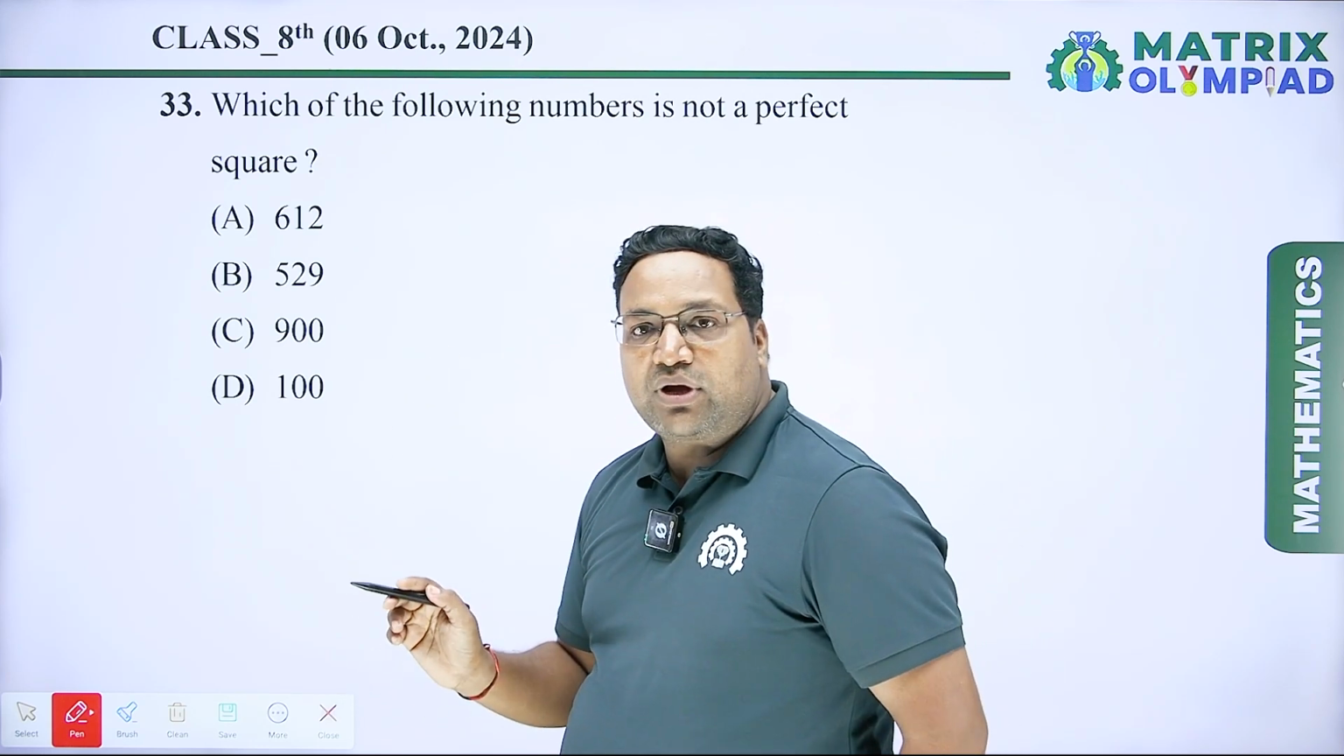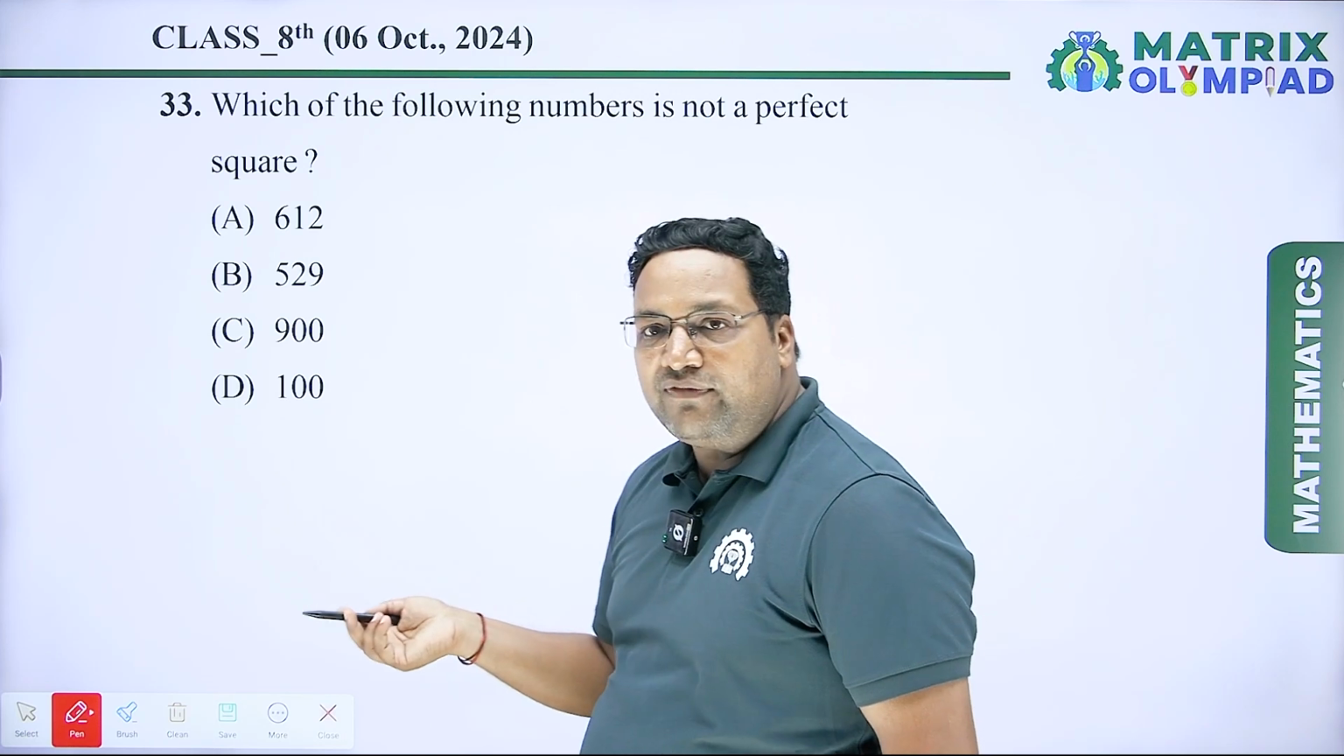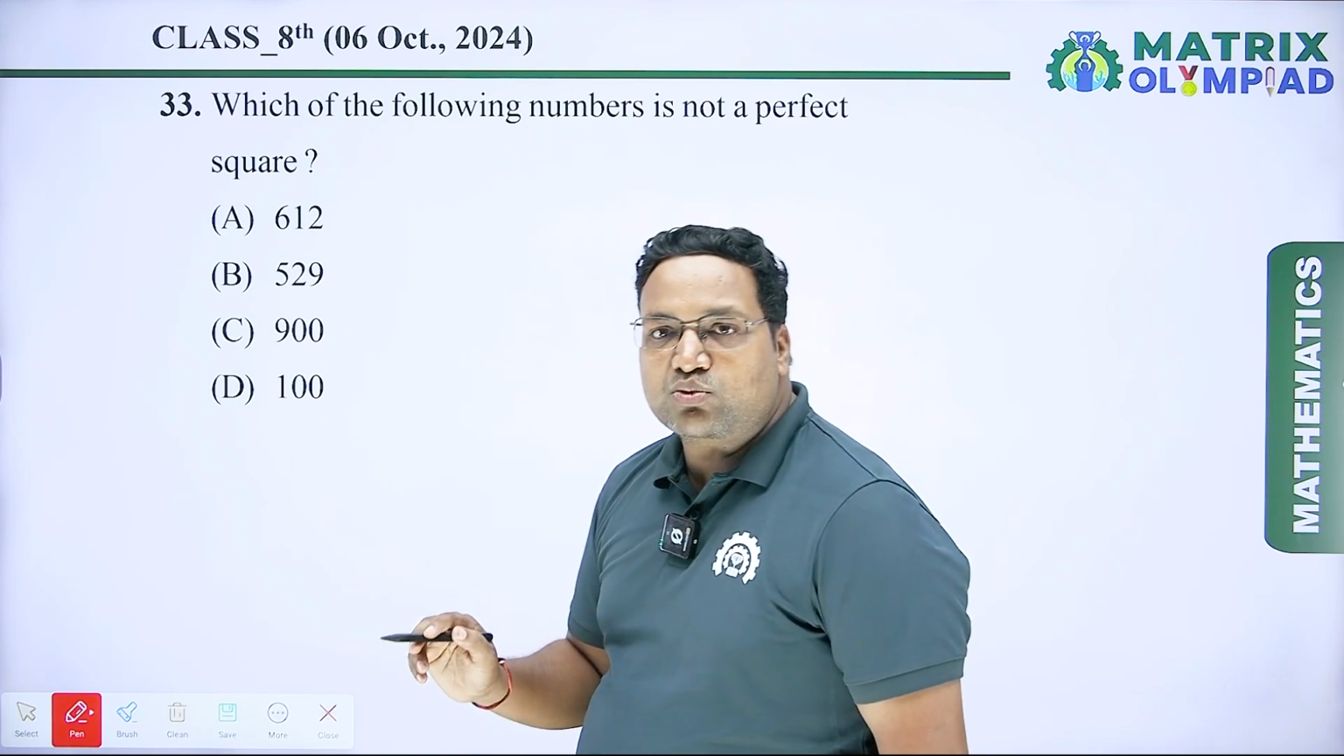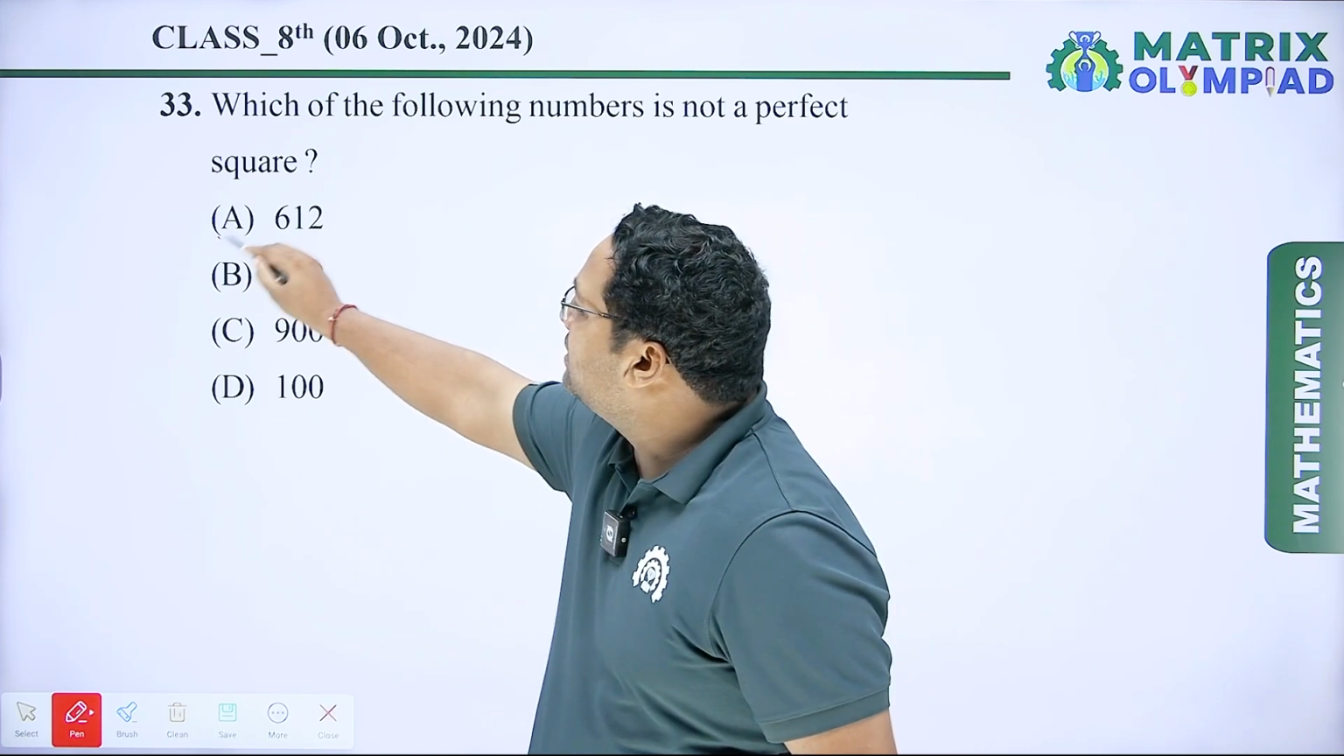900 is a perfect square number; it is a square root of 30. 100, it is a square root of 10. So the correct option is A.